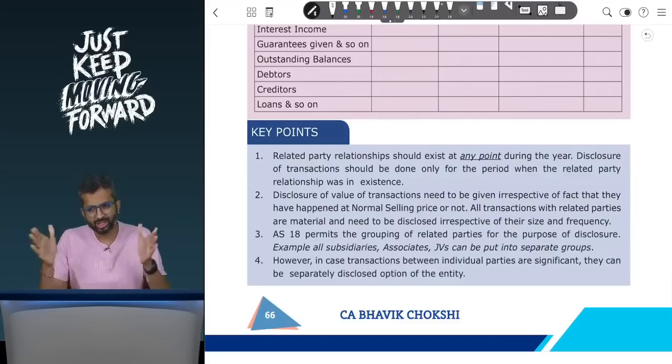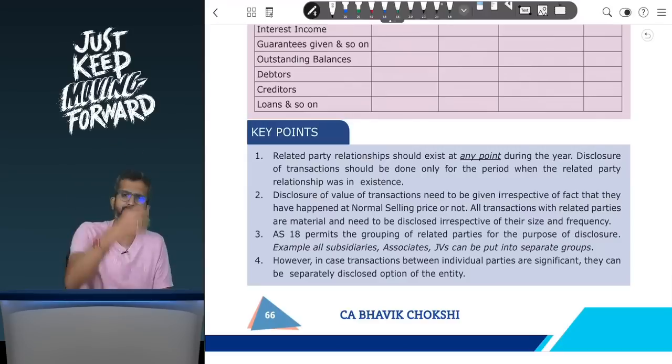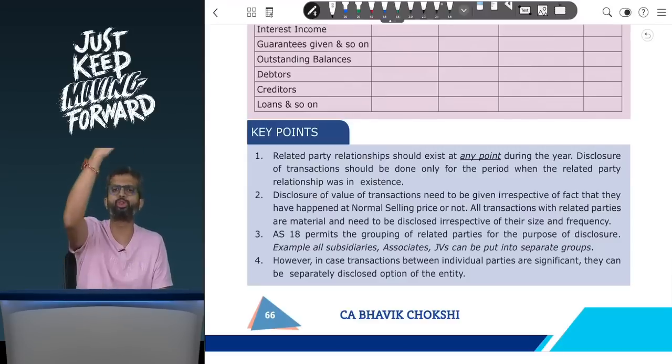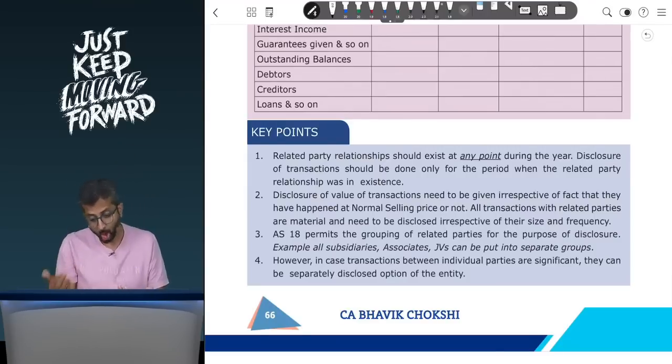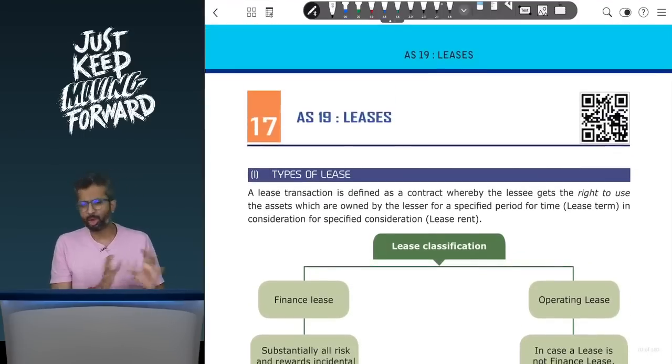Further, you can club, total up and show the related party transactions with subsidiaries as a whole, associates as a whole, joint venture as a whole, and so on. Also, you can show the transactions with individual entities. They can be separately disclosed at the option of the entity over here. Okay, so this is AS 18, more of a disclosure standard.